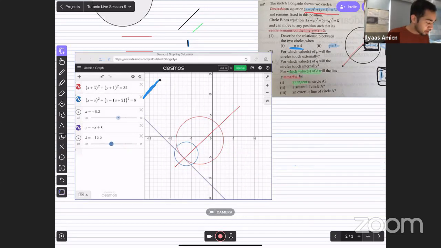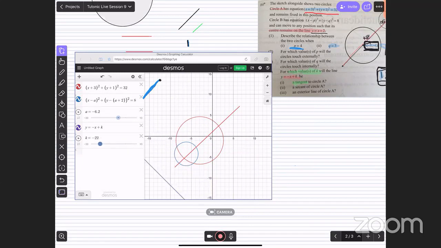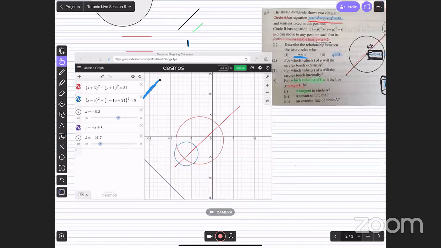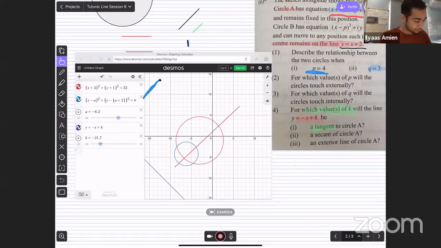So therefore, do you agree that when k is just between that, it's a secant. And when it's above 4, it's an exterior line, and below -12? An exterior line as well. That's your question. Okay, I understand now. Thank you so much.